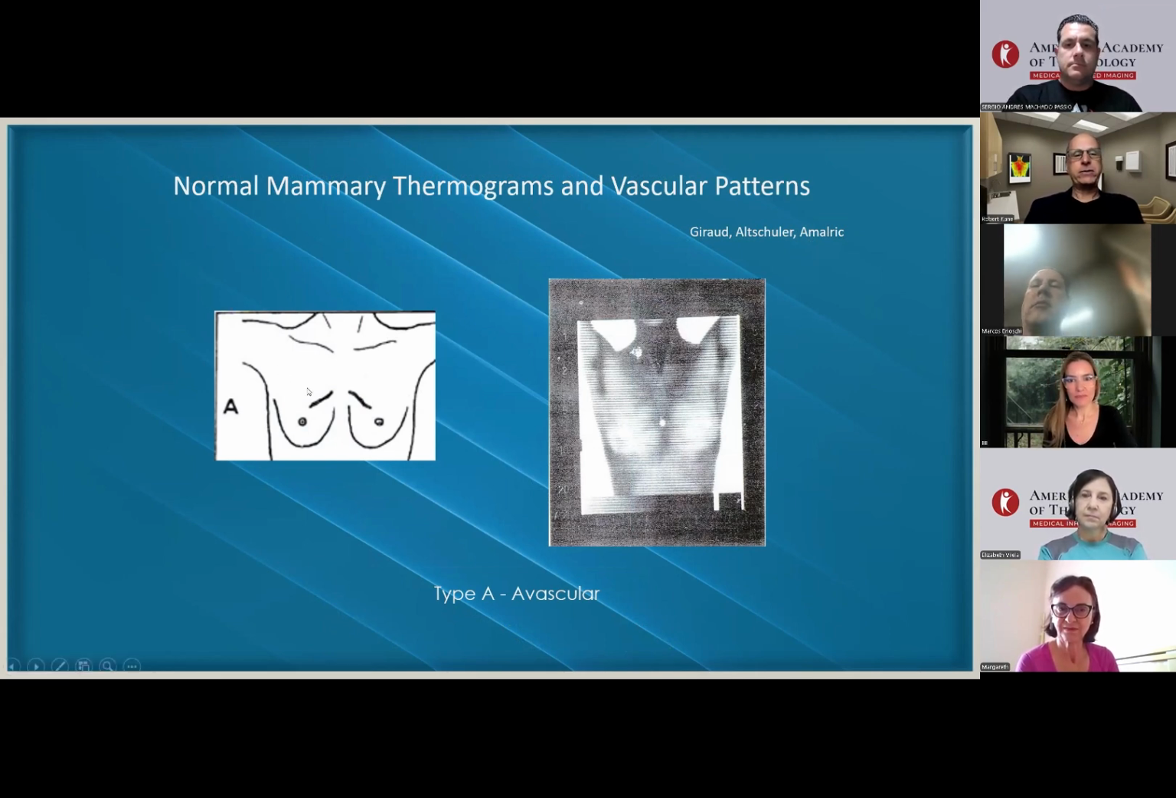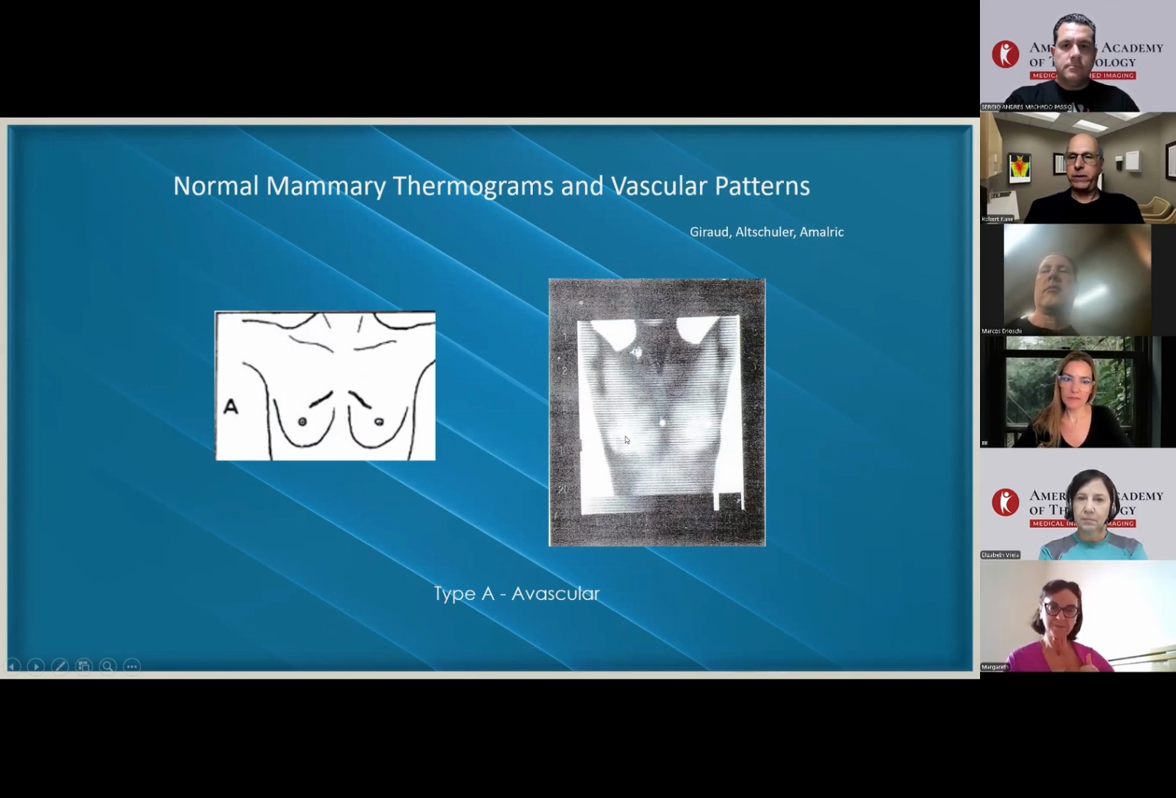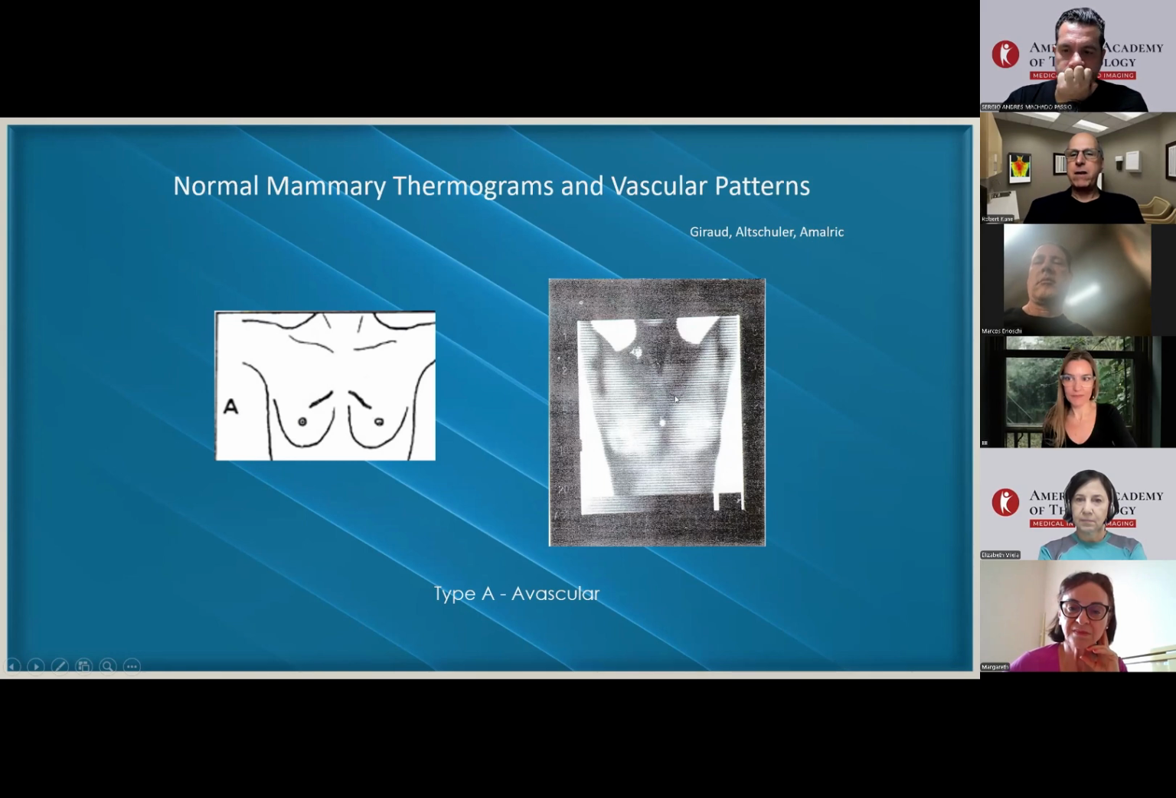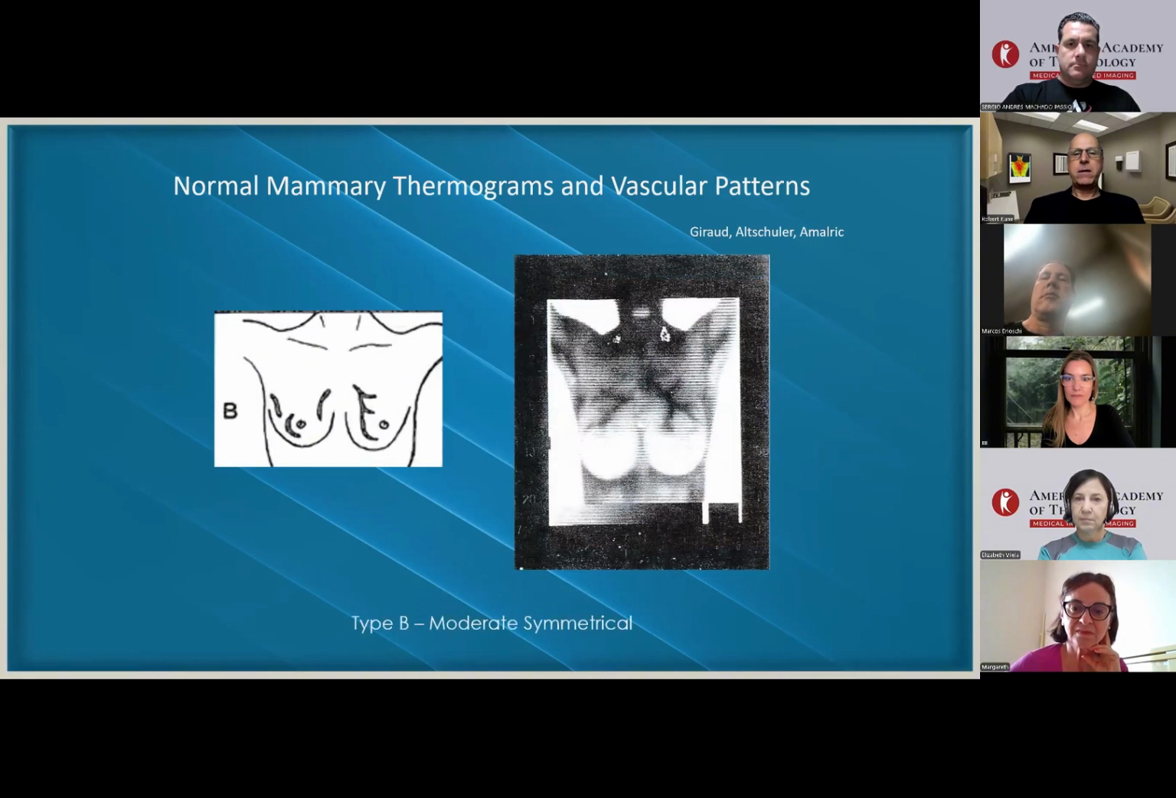But the idea here is that really we have very few vascular patterns. Notice the vascular patterns that are shown are symmetrical. If we look here, this is a black hot, white cold image, also known as inverted gray. And what we're seeing is a little bit of black lines right here representing the vasculature. So the type A is avascular. Type B, we have a moderate level of symmetry.